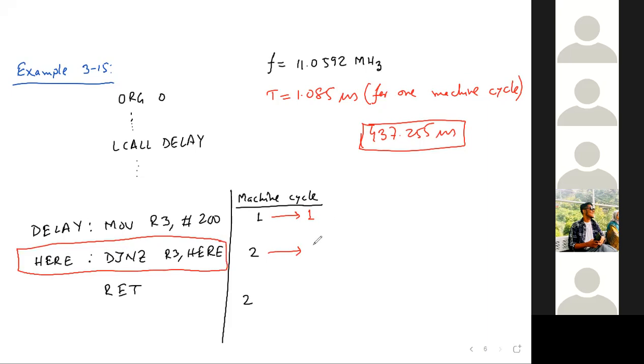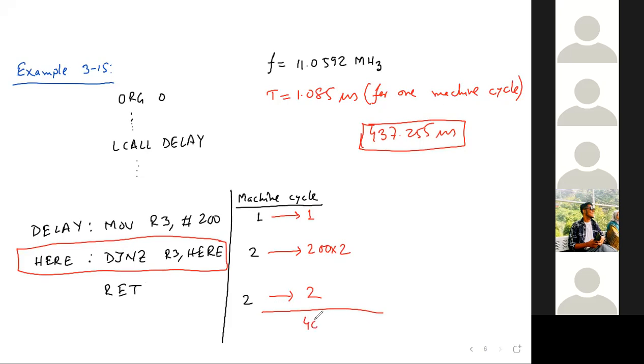200 times. Exactly. So your machine cycle will be 200 into 2, because 200 times you will execute this line. And then you will come to return. How many times will you execute it? Just once. So machine cycle will be 2. If you add this, what is the total machine cycle? 403.